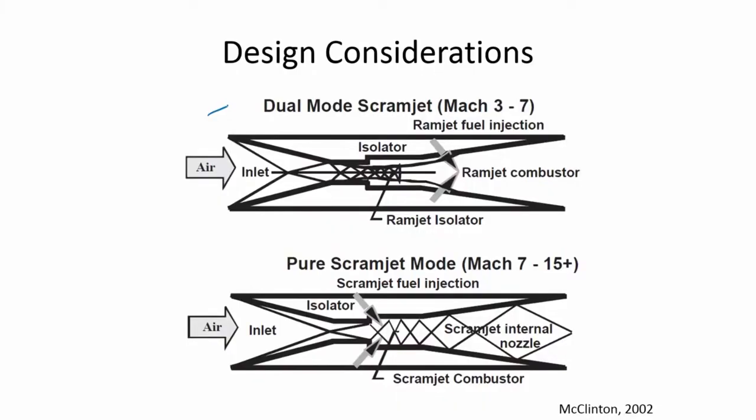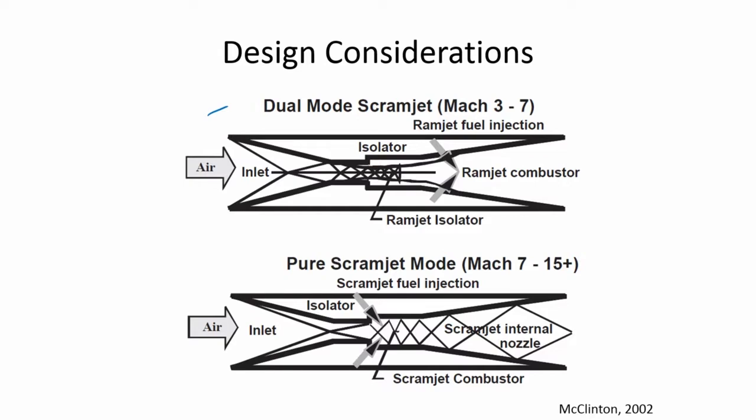So welcome back. Here we will look into some of the very basic design considerations. In the same engine, if you want to design for a large Mach number range, from Mach number 3 to Mach number 15, then you can operate in a dual mode scramjet mode, and then you can operate in a pure scramjet mode when the Mach number is greater than 7.